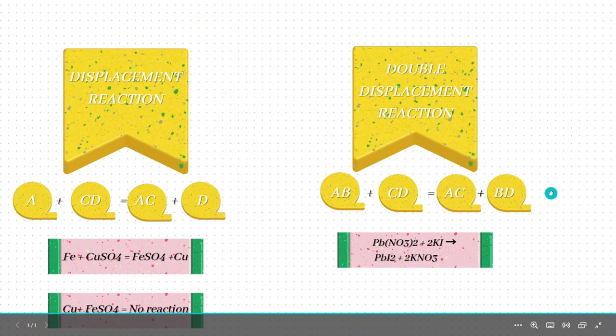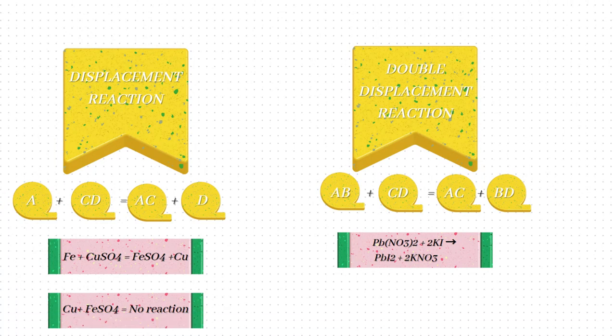Double displacement reaction. So what is actually a double displacement reaction? Here we can see that only one element was here. But here there would be two.